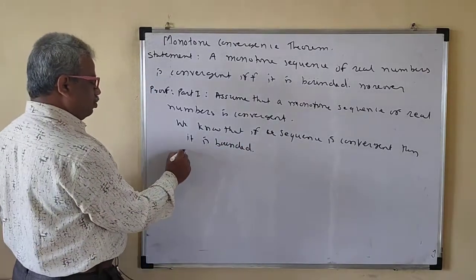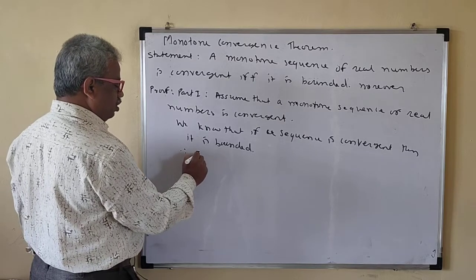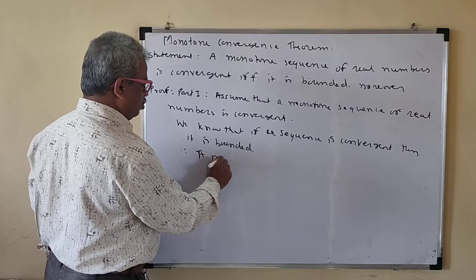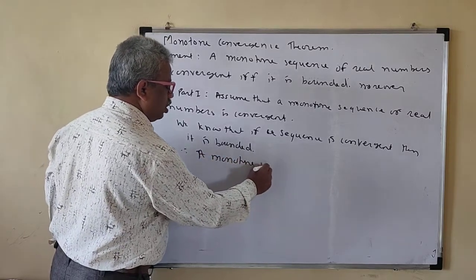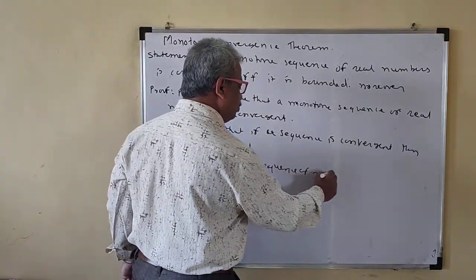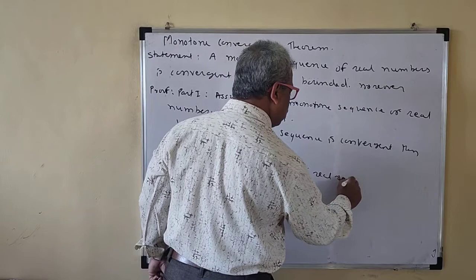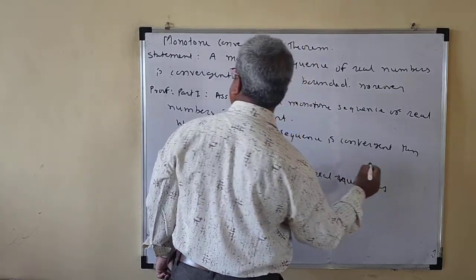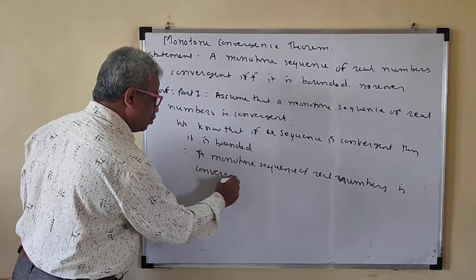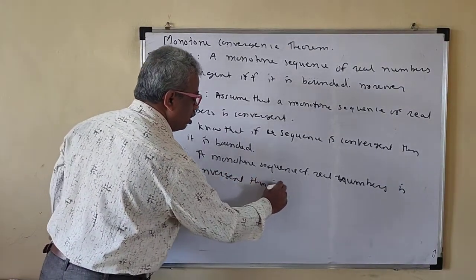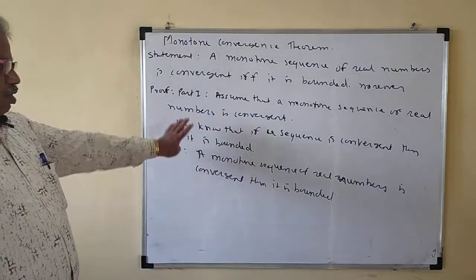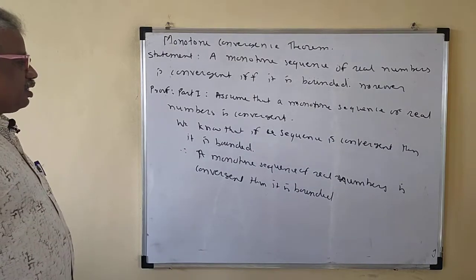Therefore, if a monotone sequence of real numbers is convergent, then it is bounded. Okay, so the first part is over because we have already proved that every convergent sequence is bounded.